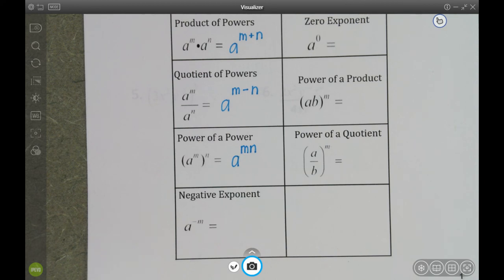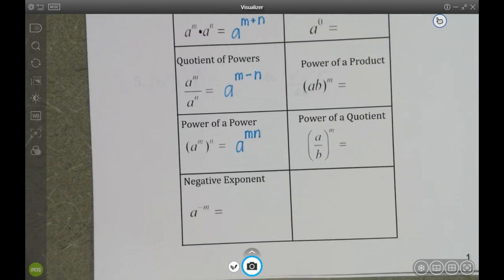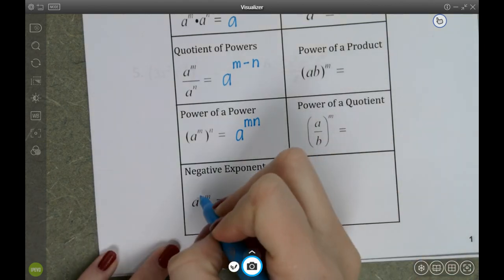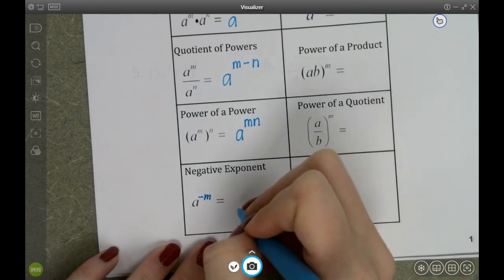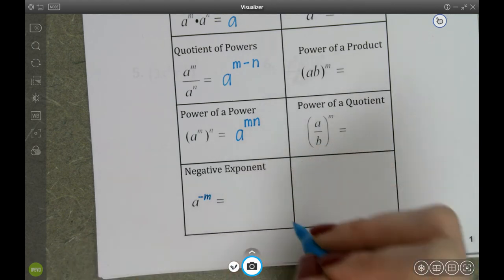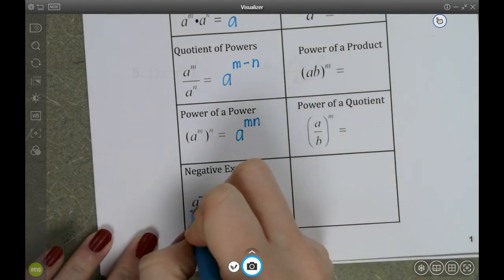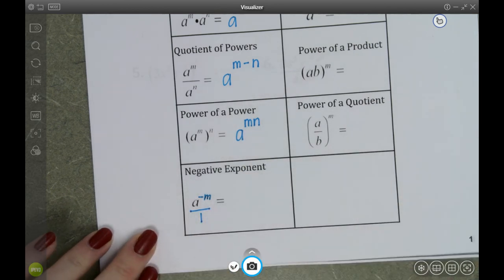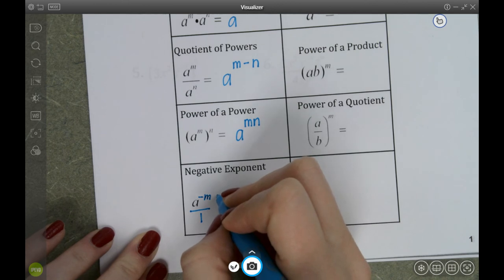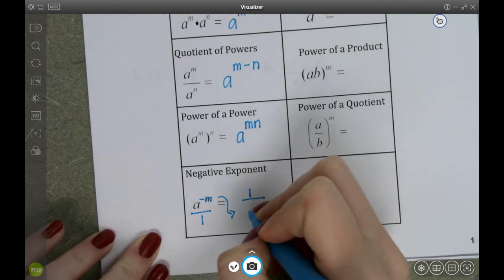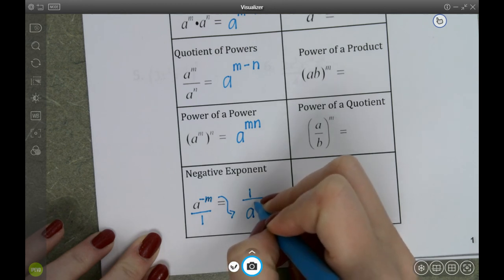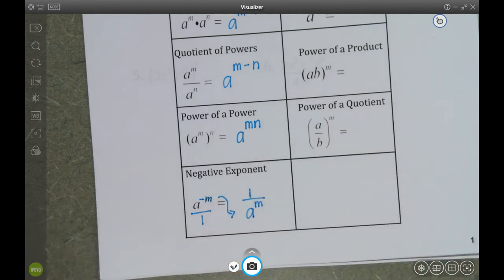Okay, then we have the negative exponent. This is kind of the one that gets people. But you can't have a negative exponent in your answer. So you have to move it to the other part of the fraction. So like right now, this is a to the negative m over 1. To make that exponent positive, you have to move it from the top of your fraction to the bottom of the fraction. So this is going to be 1 over a to the m power.